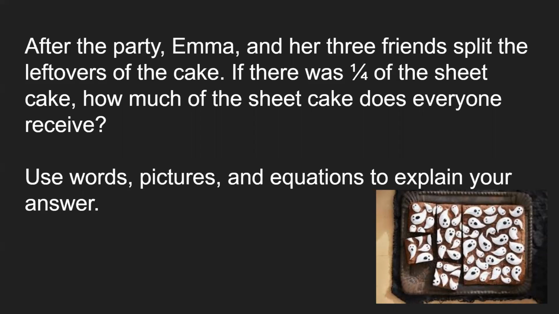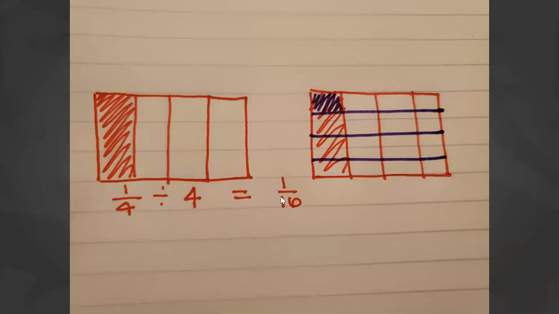So good job, class. I really heard some good mathematical thinking. I really liked how you guys worked together so well. Let's see what we came up with. Okay, so Emma has 1/4 of a sheet of cake left, and then she's dividing it between her 4 friends. So we know that that means 1/4 divided by 4. Good job, guys. So now let's do the math on that. So Julie, can you explain this one for us?